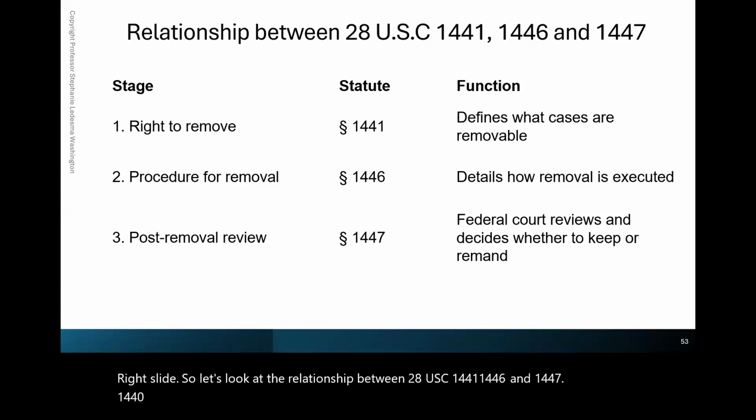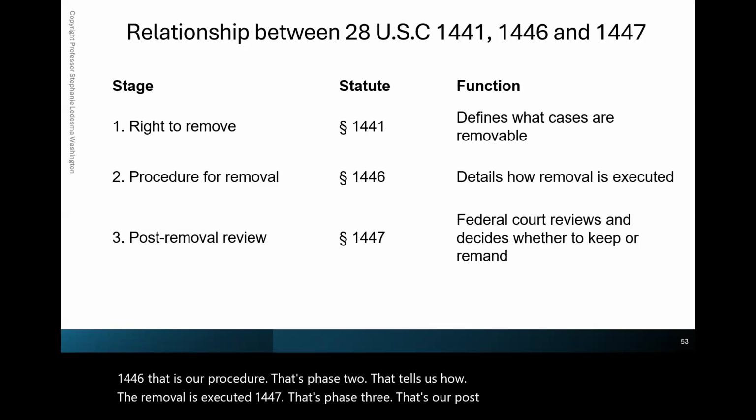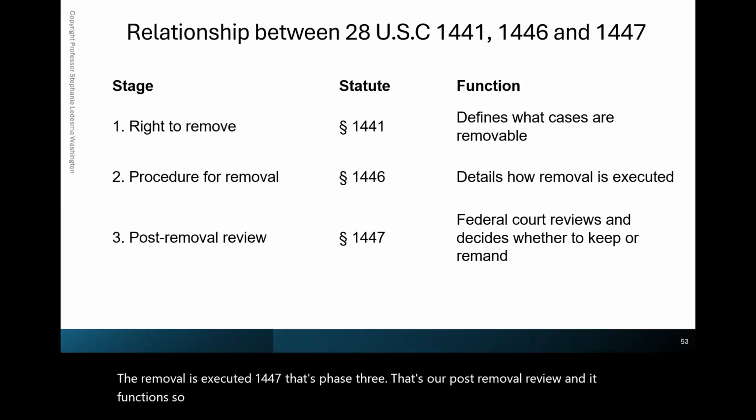1441 talks about the power, right? That's the authority to remove. Defines what cases are removable. 1446, that is our procedure. That's phase 2. That tells us how the removal is executed. 1447, that's phase 3. That's our post-removal review. And it functions so that federal courts review and decide whether to keep or remand the case.